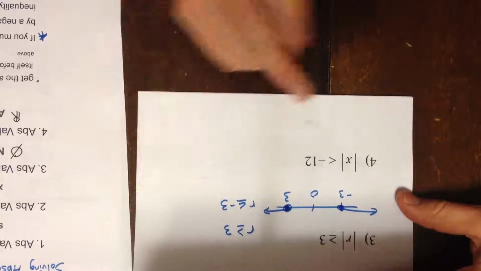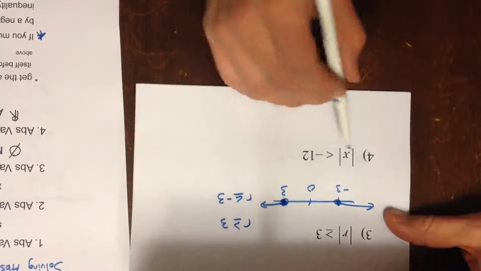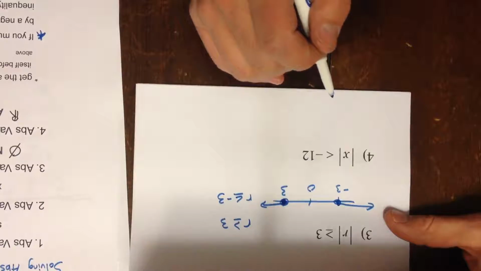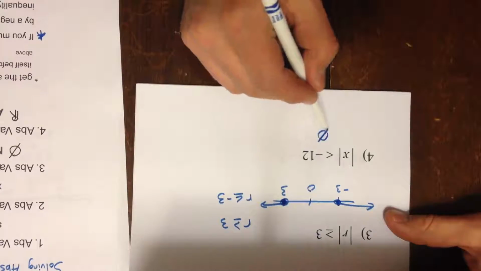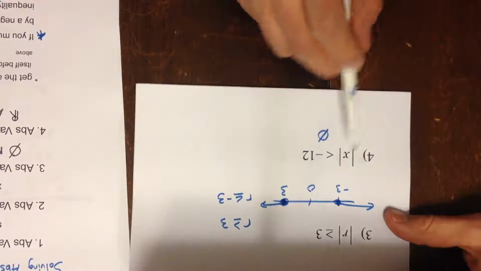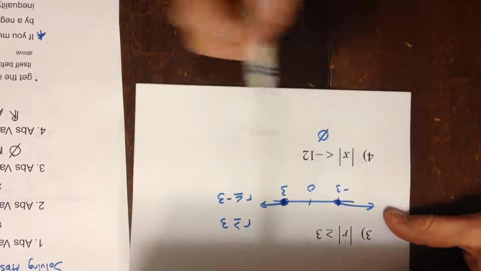Alright, number 4, the absolute value of x is less than -12. That's impossible. Absolute values have to be positive, so how could it ever be less than a negative?